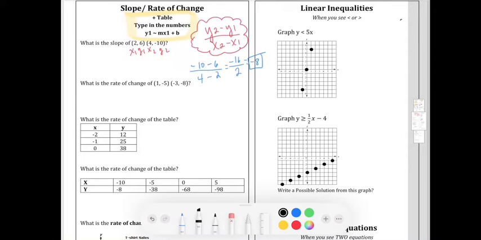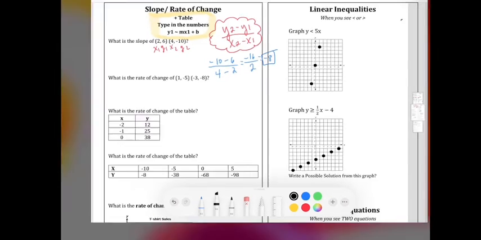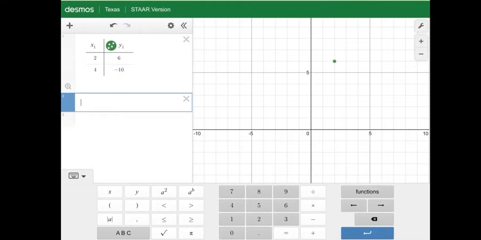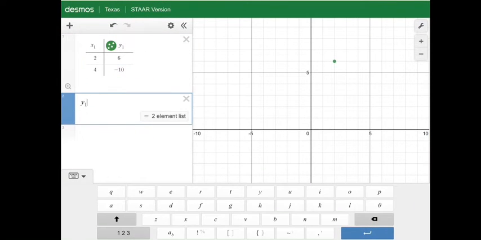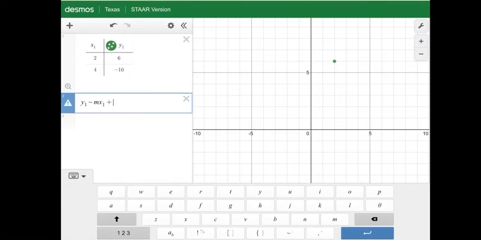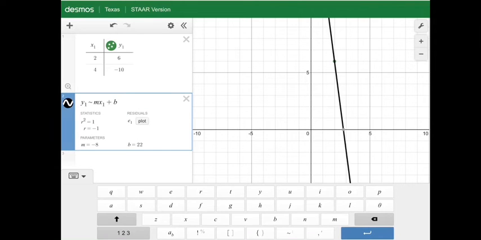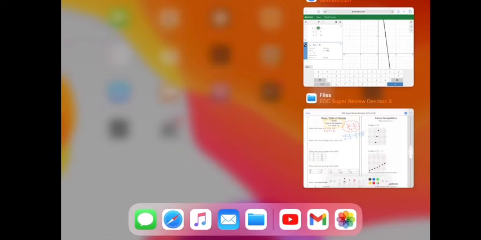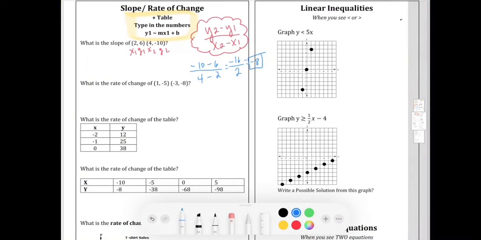Okay, then to figure out the slope, we're using the formula y equals mx plus b. You've heard that a billion times before. But instead, we have to make sure that we're putting y1, squiggly line, m, x1 plus b. And then you see the m is the slope, so the answer is negative 8.